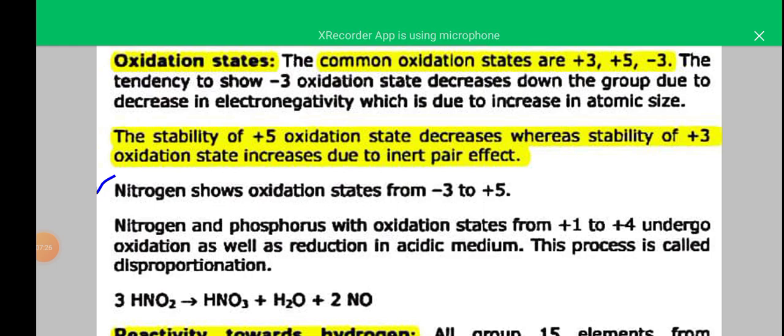And the stability of +5 oxidation state of group 15 elements decreases, whereas the stability of +3 oxidation state increases down the group due to inert pair effect. And nitrogen shows oxidation states from -3 to +5.